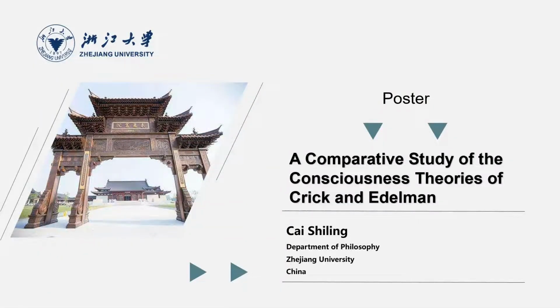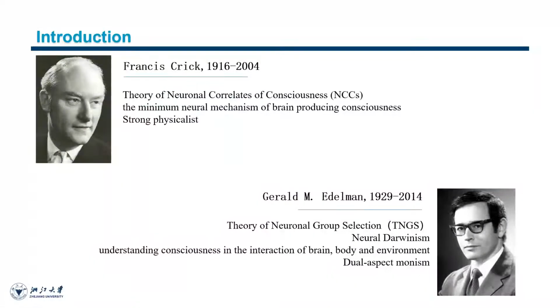My research topic is a comparative study of the consciousness theory of Crick and Edelman. Crick and Edelman did pioneering work on consciousness. In their wake, more and more neuroscientists began to come out with different theories of consciousness. I think Crick and Edelman's theories of consciousness are a combination of philosophy and science.